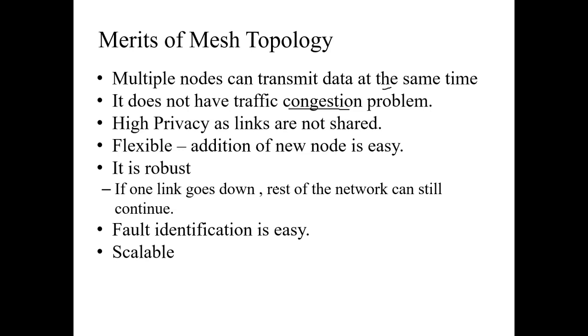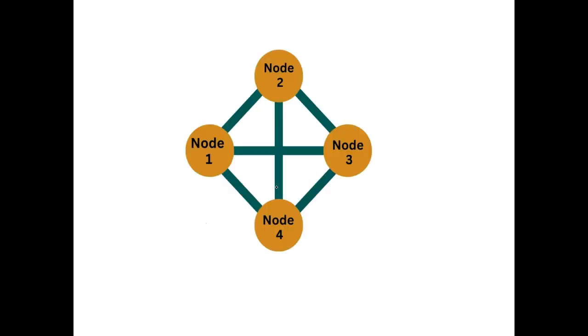If one link goes down, then the rest of the network will not be affected. So because of direct connection between two nodes, we can say that we can easily identify the fault. And this mesh topology is again scalable in nature, that we can add any number of nodes in the mesh topology. Means we can increase the number of nodes or we can increase the size of the network. Because of these merits, this mesh topology can be applicable in both wired and wireless types of network.